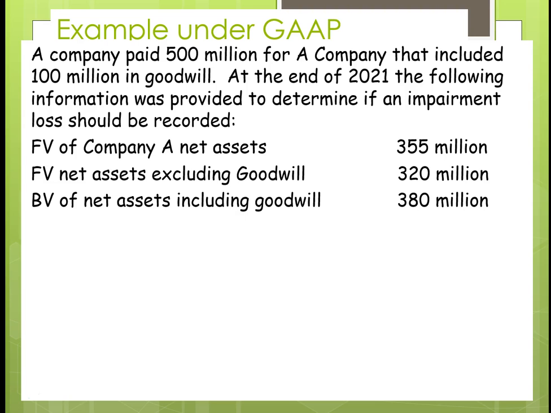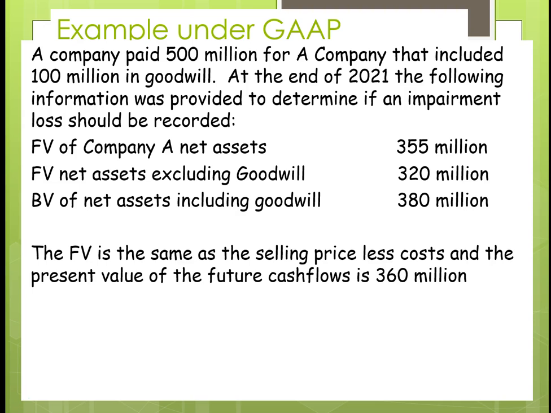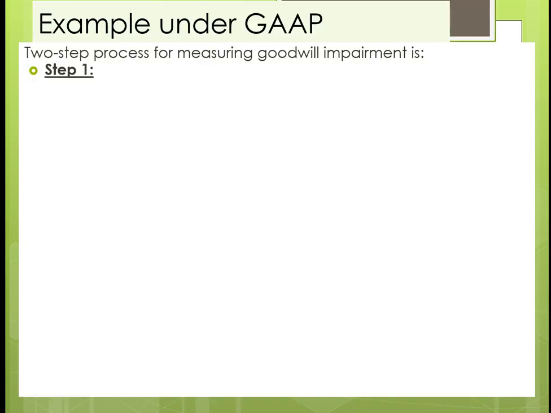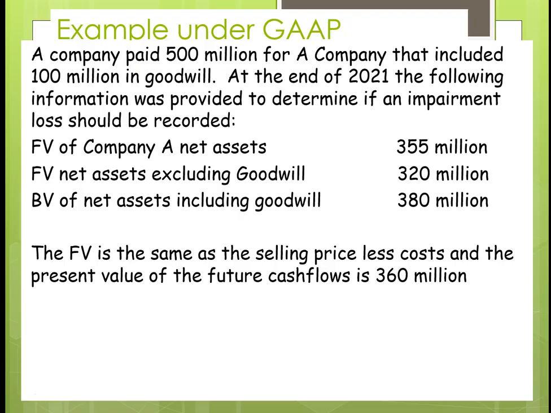Now, a company paid $500 million for a company that included $100 million in goodwill. At the end of 2021, the following information was provided. The fair value of the net assets is $355. The fair value of the net assets excluding goodwill is $320, and the book value of the net assets including goodwill is $380. The fair value is the same as the selling price less cost, and the present value of the future cash flows is $360. Now we need that so we can look at this versus how it's treated with IGAAP. So we'll look at that problem. That's the information we're going to work with.